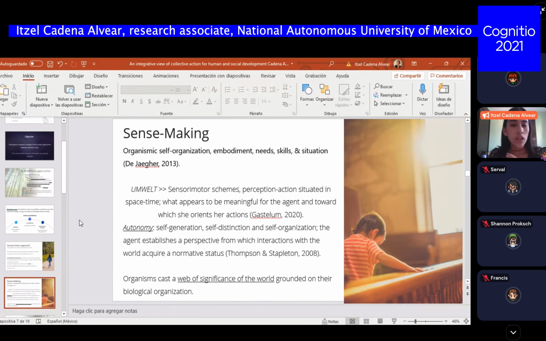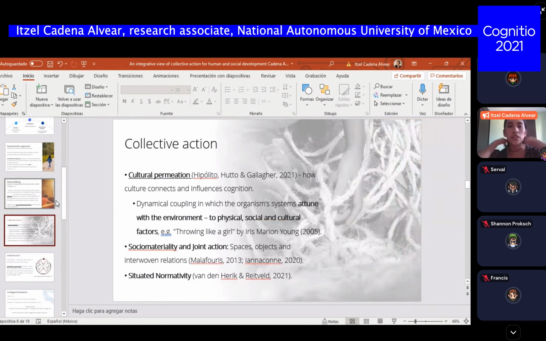That is also a pivotal concept of the enactive view, in which the living organisms self-generate, self-distinguish, and self-organize. So the agents establish a perspective from which interactions with the world acquire a meaningful and normative status. So the organisms cast a web of significance on the world, grounded on their biological organization and the interaction with the world itself. So, in this sense, taking all of these concepts, we are proposing to rethink collective action also based on these next notions.